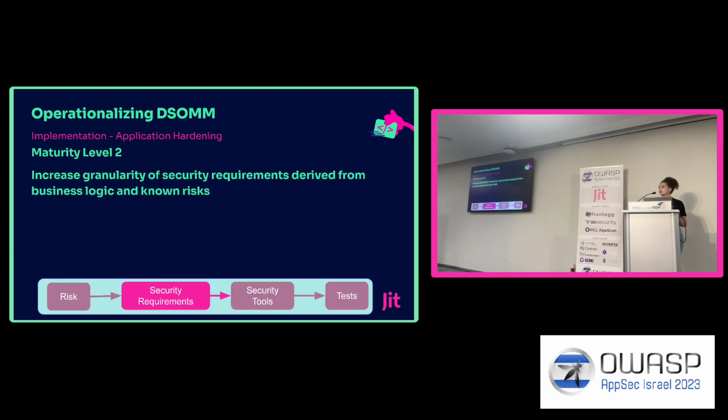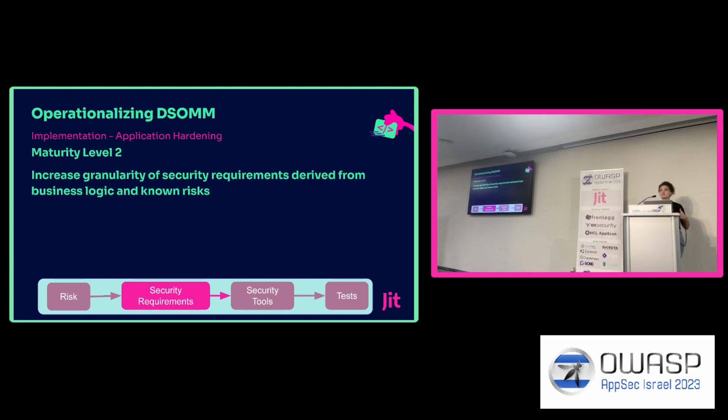Now, I hope this is all making sense for you, in terms of the dimension, the subdimension, and the levels. For each of them we have to understand the risks, map the requirements and action items, choose the tools, and then test it.